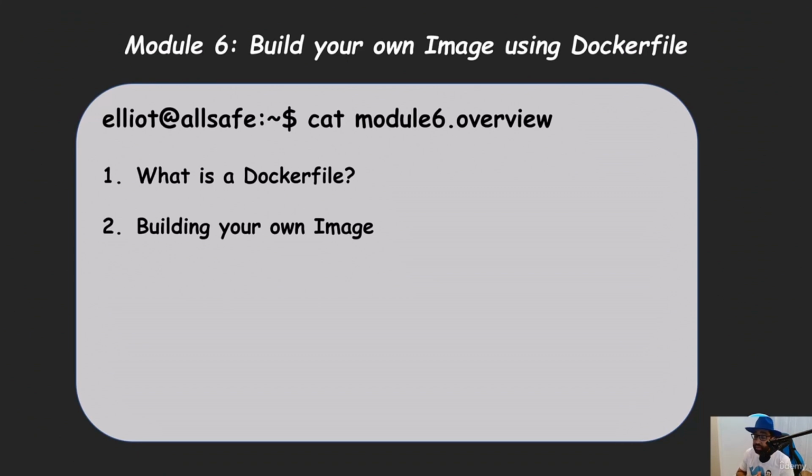Hello everyone, and welcome to module number 6, building your own image using Dockerfile. This module is honestly one of my favorites, and you're gonna see why by the end of this module. Okay, so in this module we will cover two different topics. Number one, we will define what is a Dockerfile, and finally number two, you will be able to build your own image using Dockerfile. Okay, so let's get started.